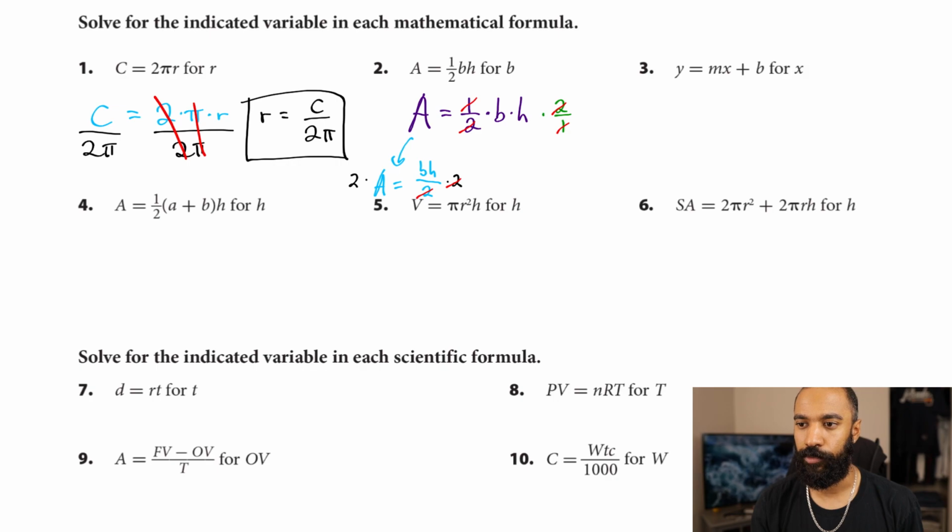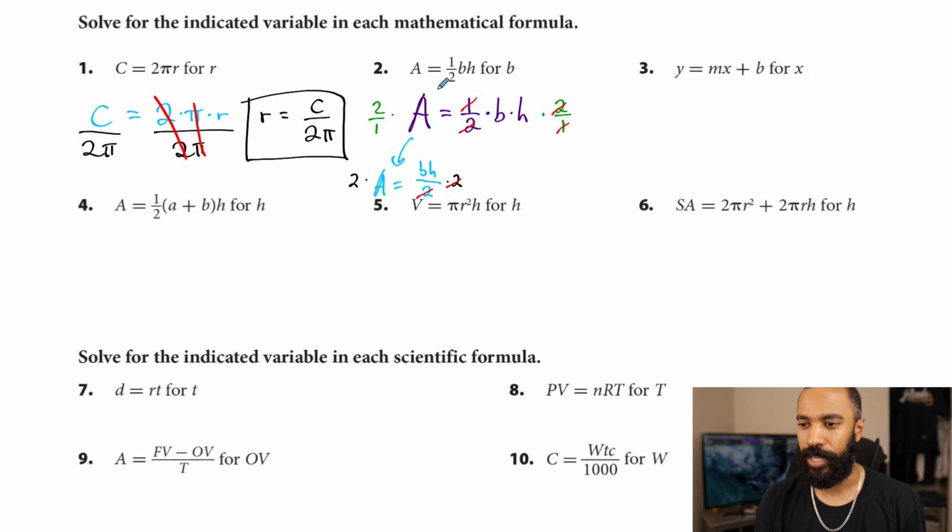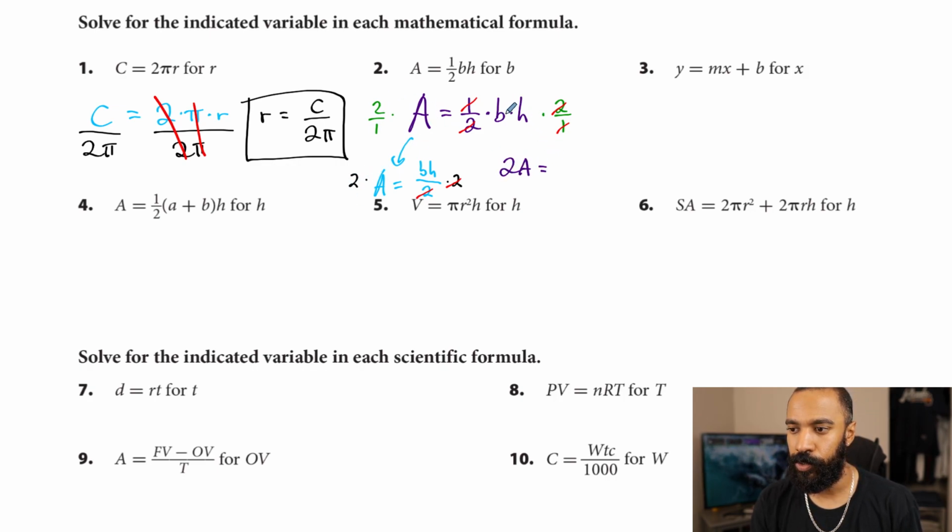But I've got to multiply by 2 over 1 on this side as well, before I forget. And 2 times a is 2a, and 2a over 1 is 2a. So what I now have in this equation looks like this. 2 times a is on this side, no matter which part I look at. I have 2a, and this is equal to b times h. I'm just going to go ahead and write bh.